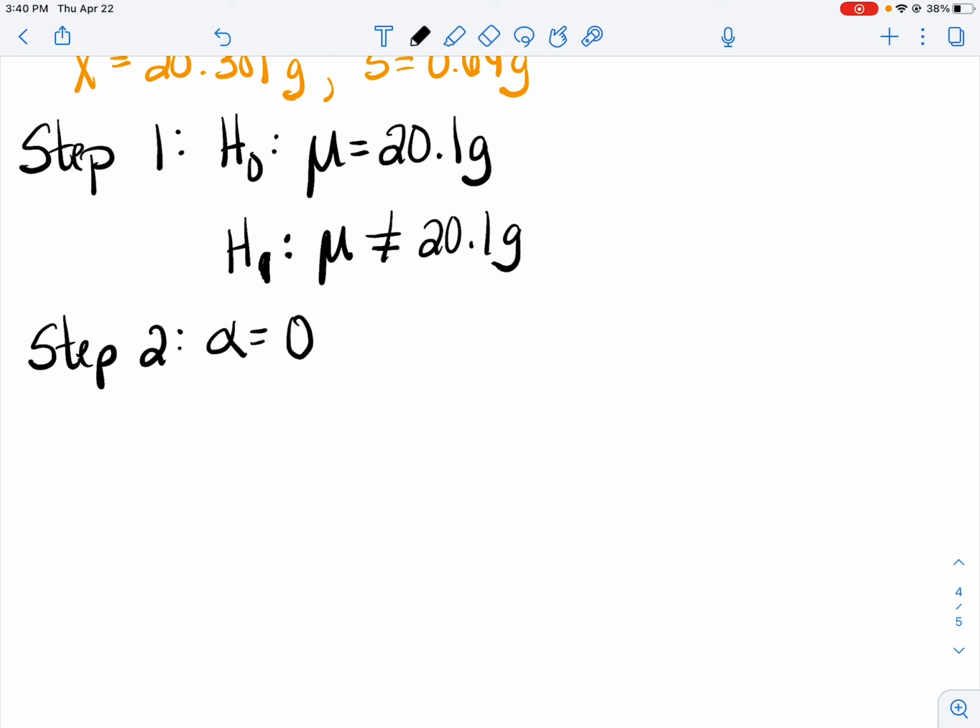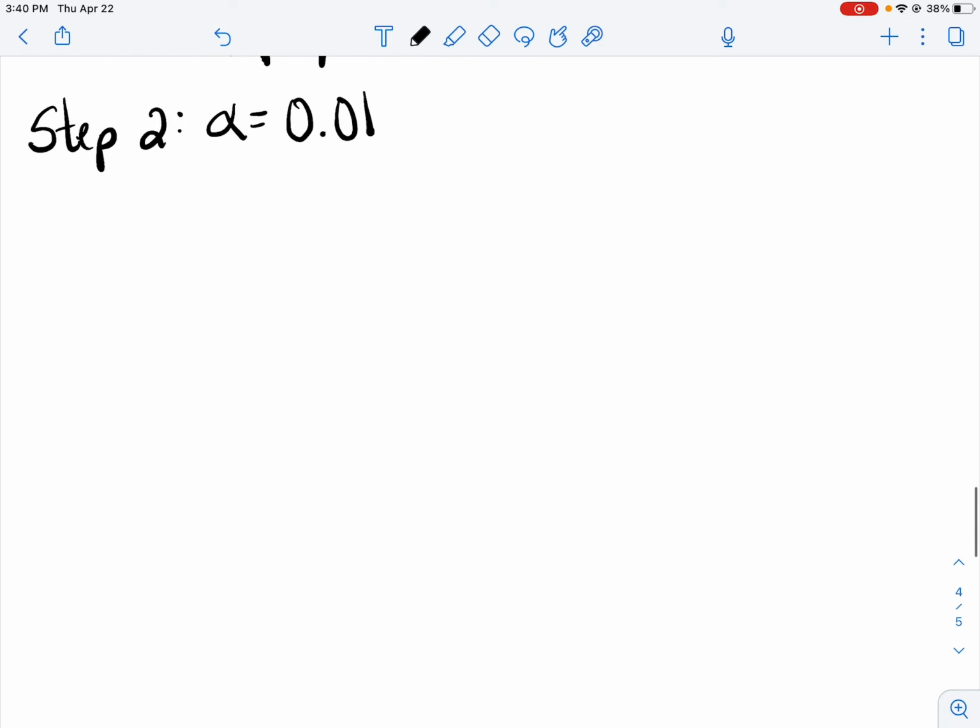Step 2, the problem tells us what alpha is: 0.01. Now notice our alpha is small here because there are some quite large consequences if we don't carry out our hypothesis test correctly, or if we make that type 1 error.